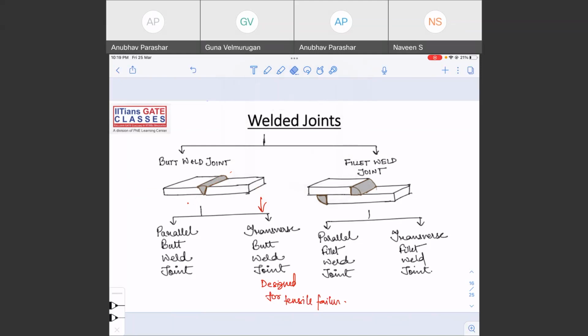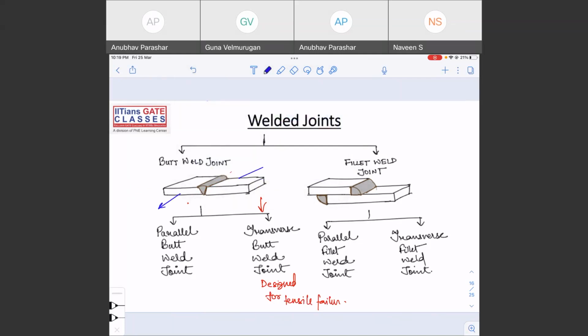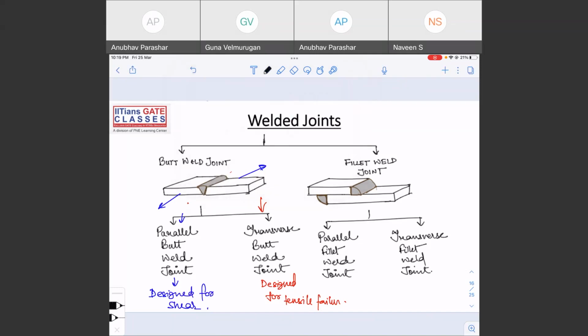Now, if the force is applied in this direction, that is parallel to the joint, it is known as a parallel butt joint, and it is designed for shear. We'll have a better understanding when we see the different designing aspects. Similarly, fillet joint may be the same. If the force is applied perpendicular to the joint, it is called transverse. If force is perpendicular to the joint, transverse.